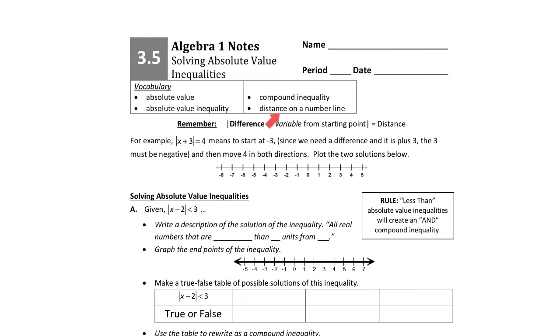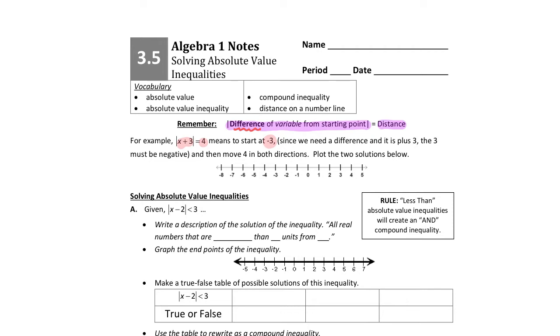And we really want to focus on why this works using distance on a number line. Remember from the last lesson, the difference of a variable from the starting point for an absolute value is the distance from that starting point. So for example, if we have |x + 3| = 4, it means that we started at -3, and that's because it was a difference. Difference means subtract. So if I've got a plus 3, it means I subtracted a -3. So it takes a little bit of thinking. Just remember, it's always the opposite.